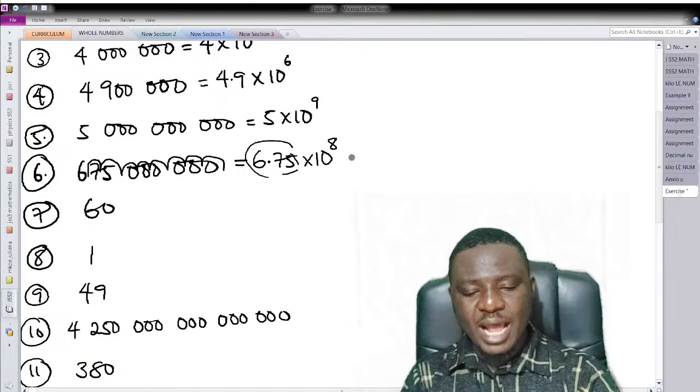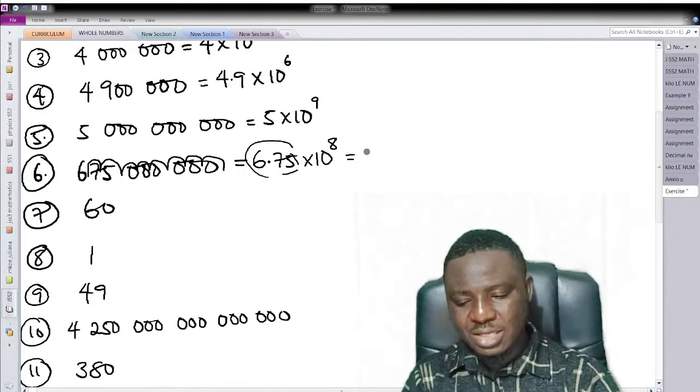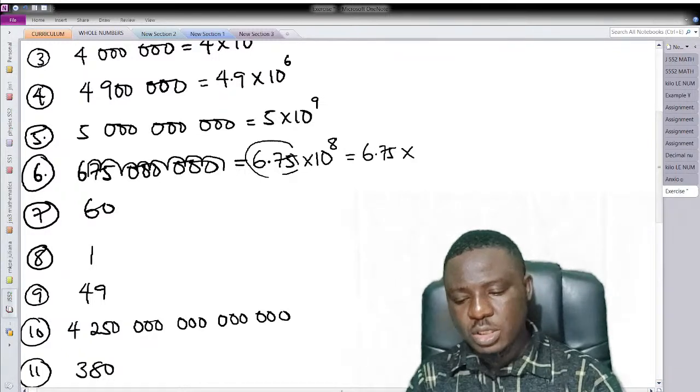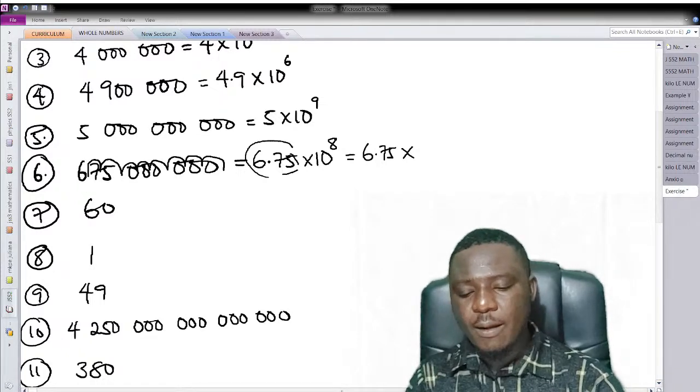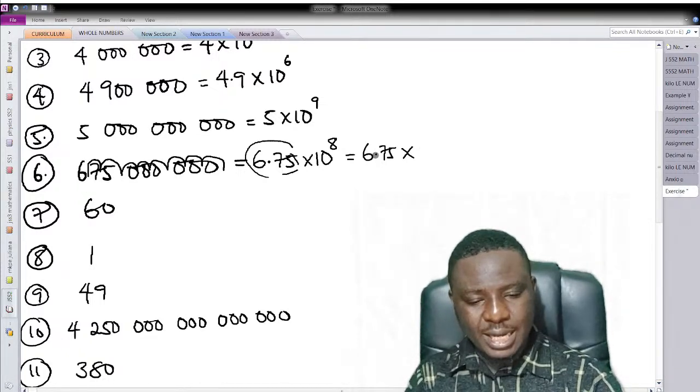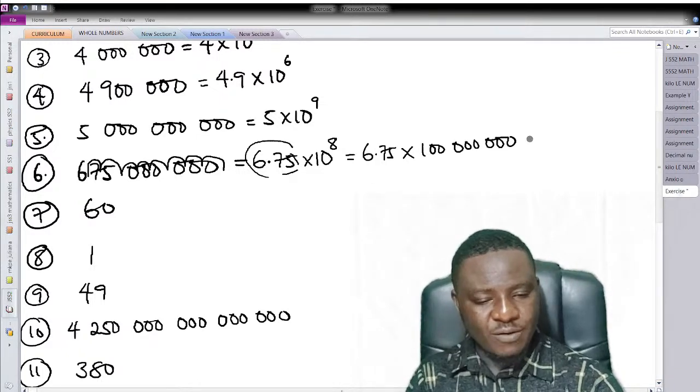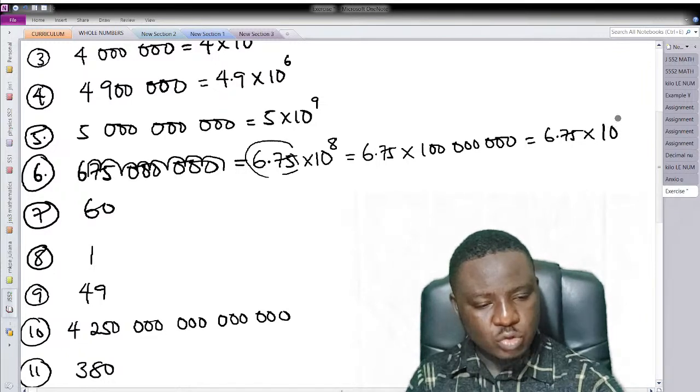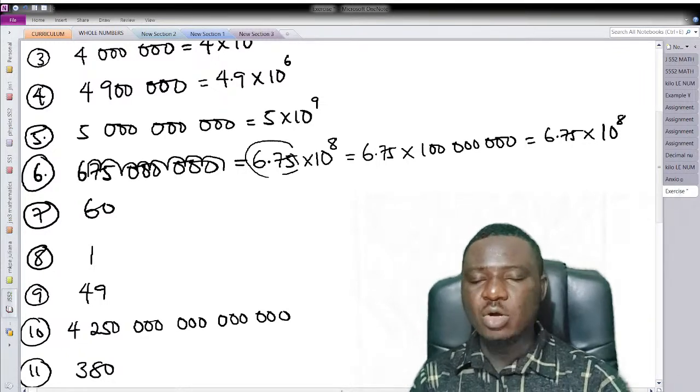Because remember, I said this can be expressed as 6.75 times what? Times 100 million. So this can also be said to be 6.75 times 100 million, of which 100 million can be simplified to be equal to, let me rewrite this, 6.75 times 10 to the power 8. So this is how I got my answer.